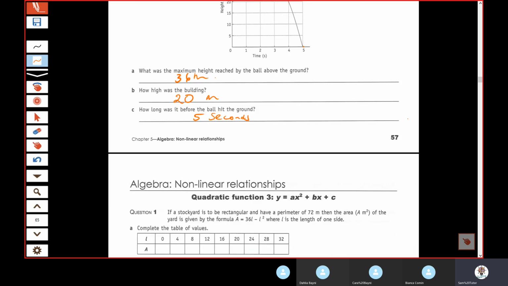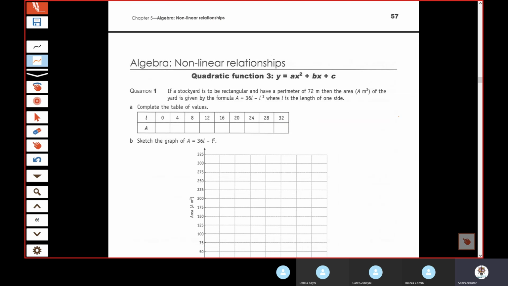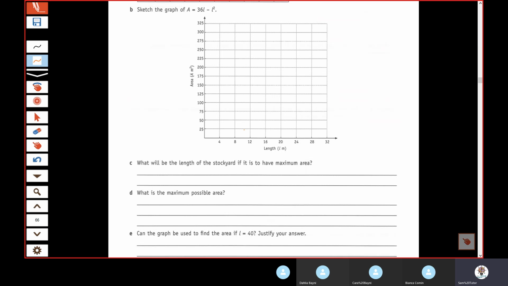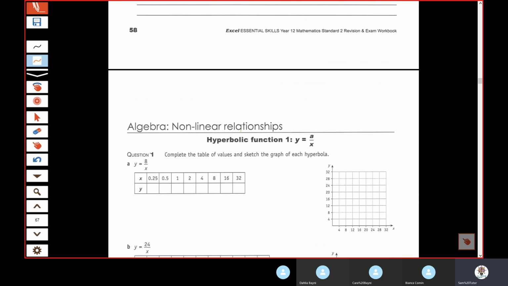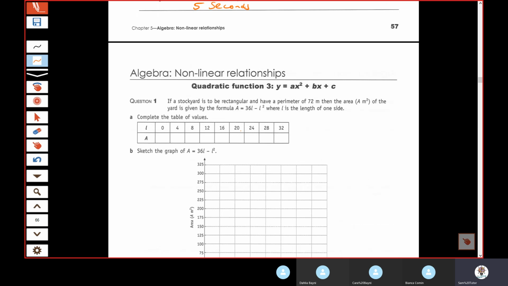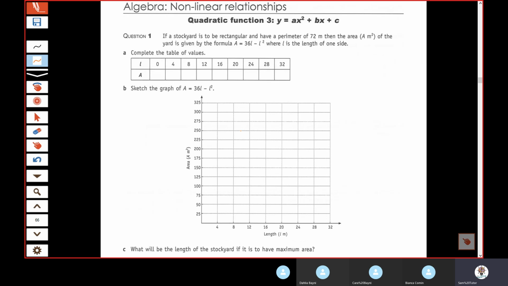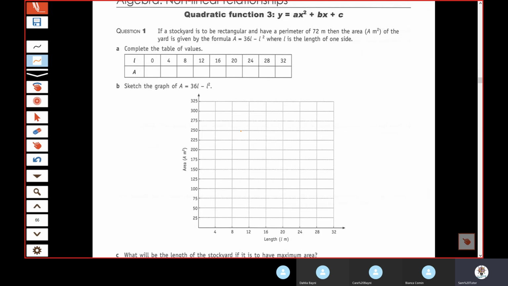I think we're up to more quadratics. Complete the table of values, sketch the graph. What will be the length? What is the maximum possible? Oh, very good question. All right, in your books, I want you to write this one down because this is a common exam question. This is pretty much how it would be worded.